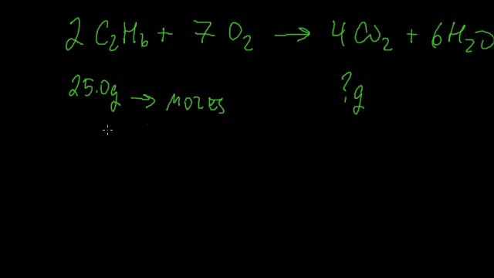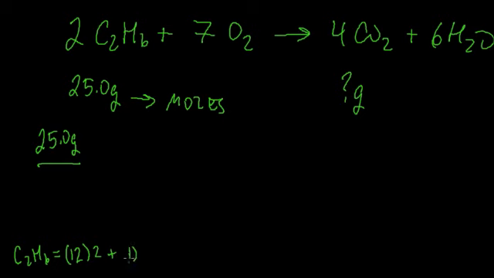Okay, and how do we do that? Well, we have mass divided by formula mass gives us moles. So we have 25.0 grams of this. We need the molar mass of C2H6. Each carbon is 12 on the periodic table, so that's 24. C2H6 equals 2 carbons at 12 grams per mole each, and 6 hydrogens at 1 gram each times 6. So this should be about 30 grams per mole.